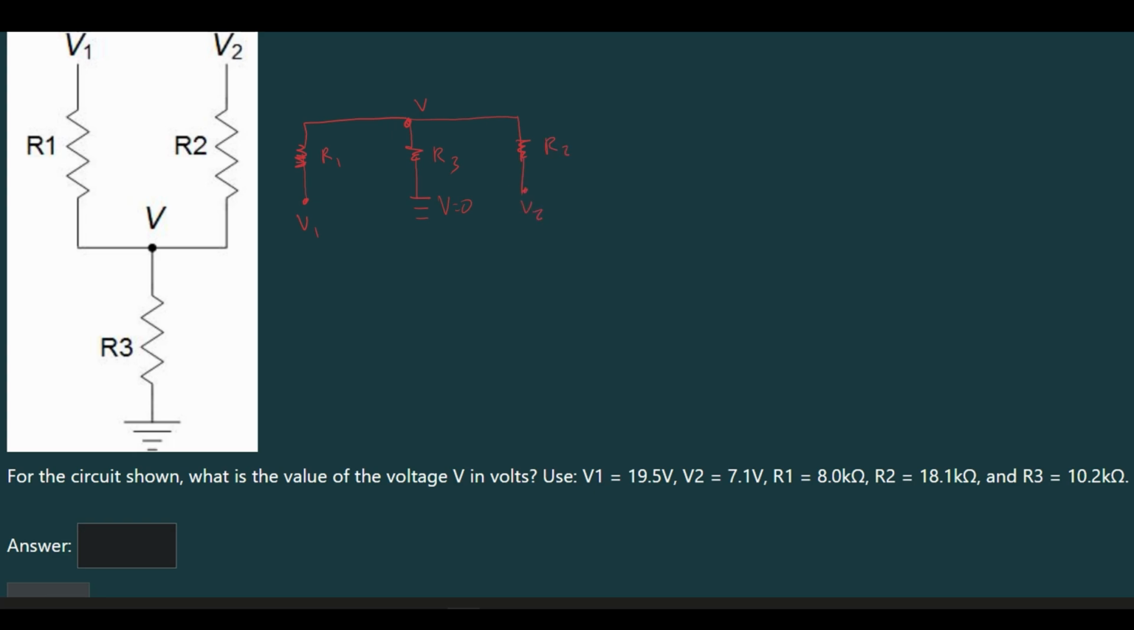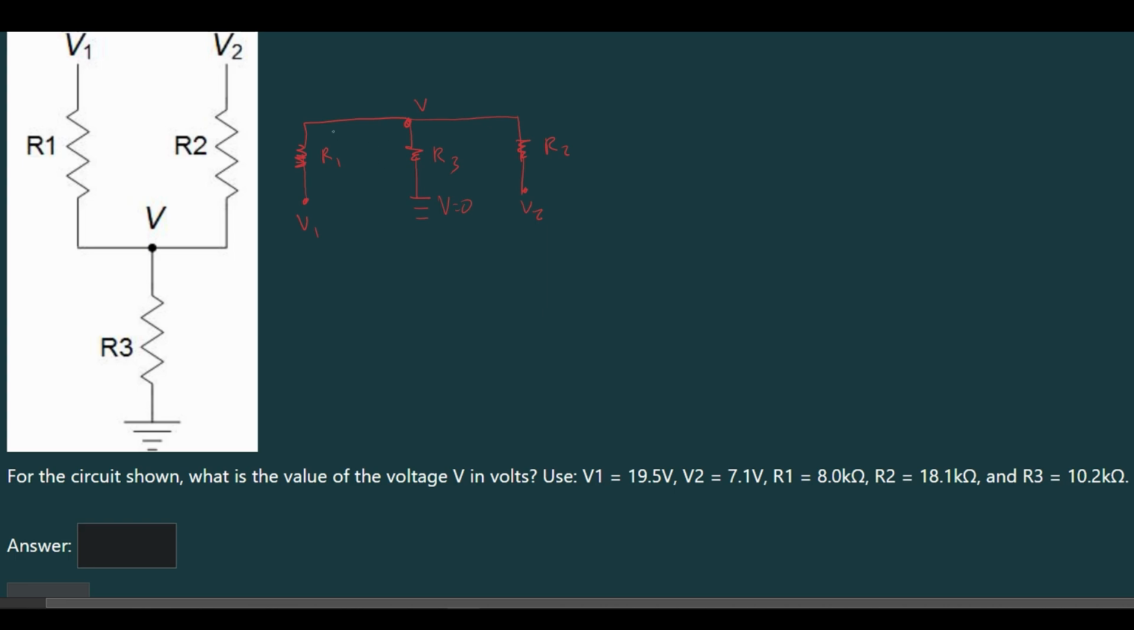Now, looking at this, we can use the node voltage method. It's very clear. We see that we have some current going out of this node, current going out of this node, and then current from here as well. So what we can do is write an equation for this. We are going to have our voltage, which is the one that we're looking at, minus V1 first. This is all happening over our R1.